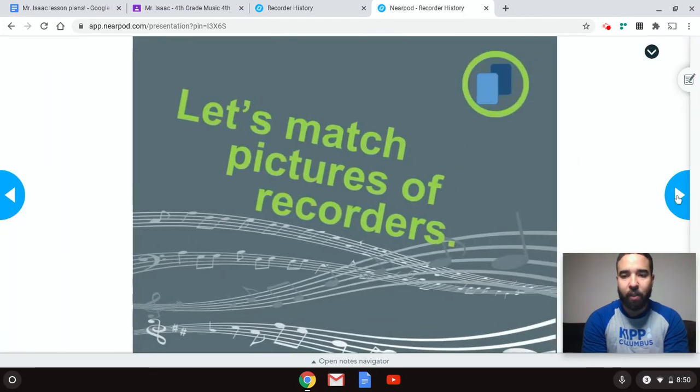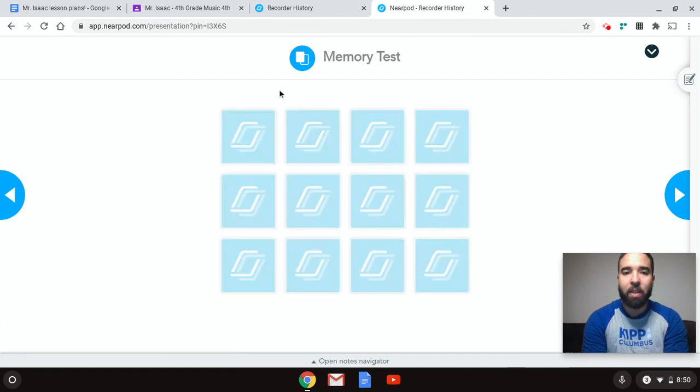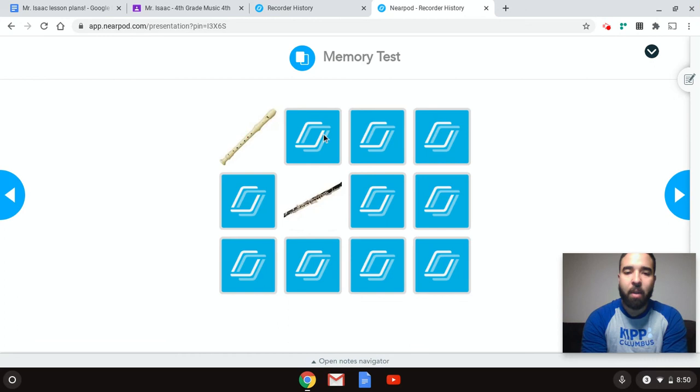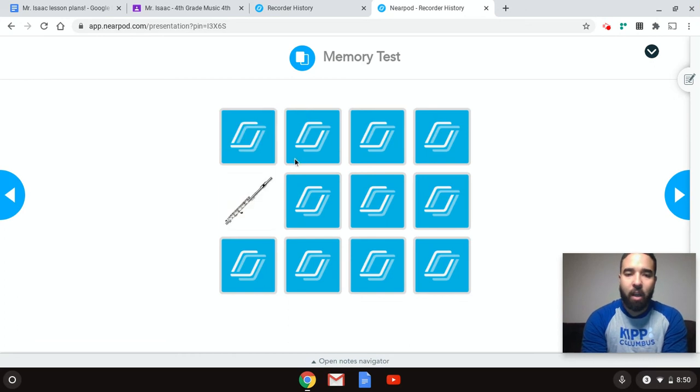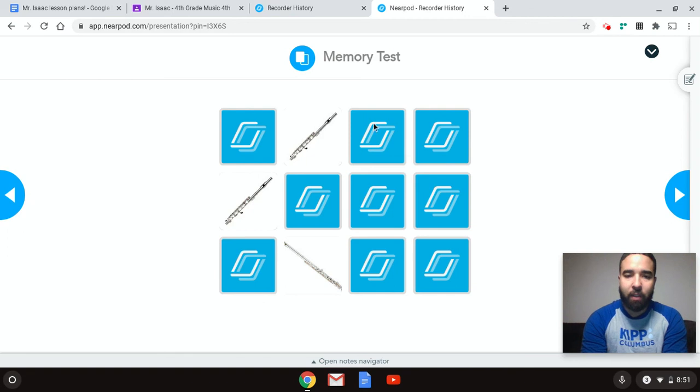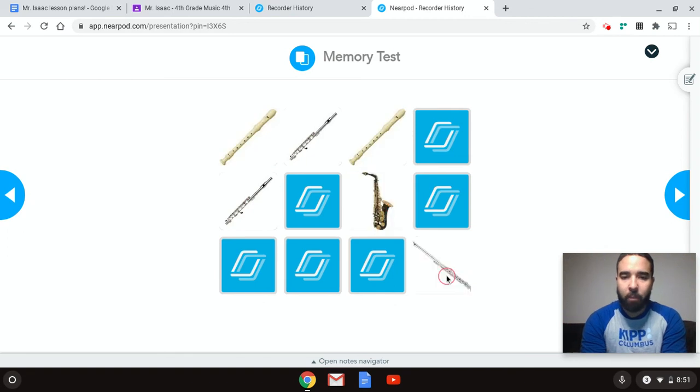Let's match pictures of recorders. So we're going to match some pictures here. Some of these instruments are not recorders and some of them are. Go ahead and play your matching game. I'm going to just do my best here, see if I can find the answers super quick. But you guys can pause your video and try the matching game on your own.